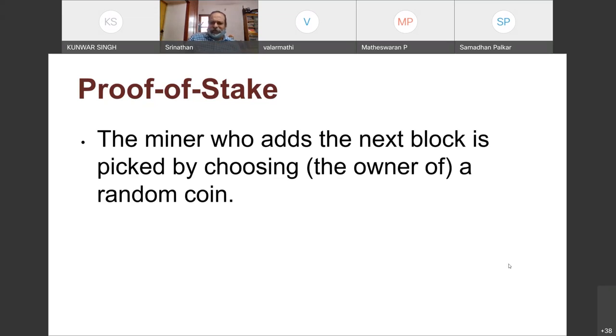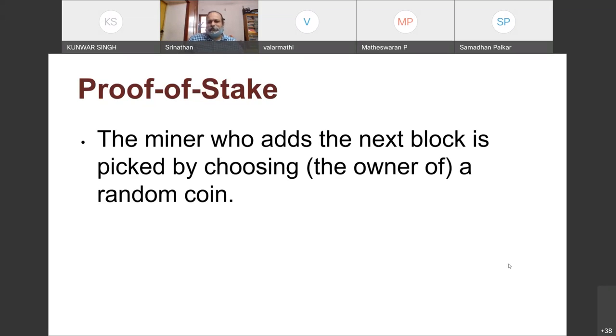Proof of stake says I will get the randomness property by just picking a random coin and saying the owner of this picked coin is supposed to add. Now, why is it called proof of stake? Notice that if I pick a random coin from a chain, the probability that I'll pick the owner depends on how much you own. The more you own, the higher the probability that you will be the owner of the random coin. If you own the entire coin supply, the probability that you will be the owner of any random coin is 1.